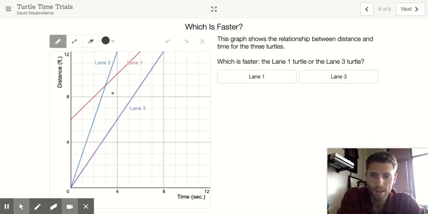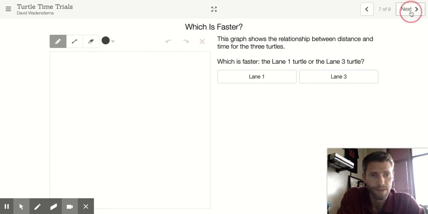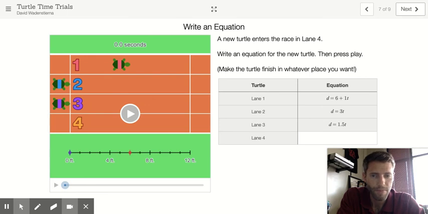Here's all 3 of them, lane 1, lane 2, and lane 3. Look at this. It says which one is faster, the lane 1 turtle or the lane 3 turtle? How could you tell? Focus on the steepness of the lines, not necessarily where they start. Focus on how steep they are, because the steeper the line, the faster the rate. Okay? And whatever you get for the rate, you can put that into an equation.